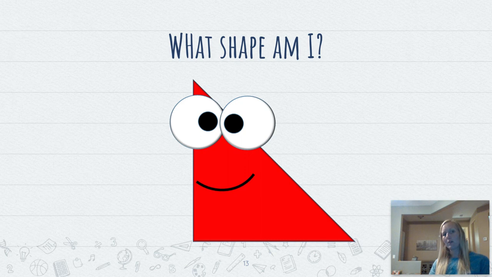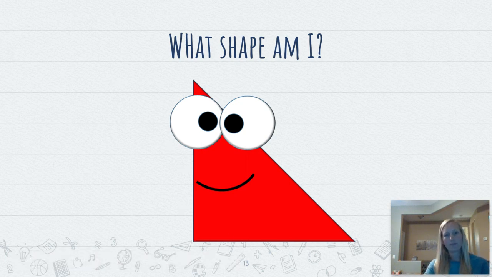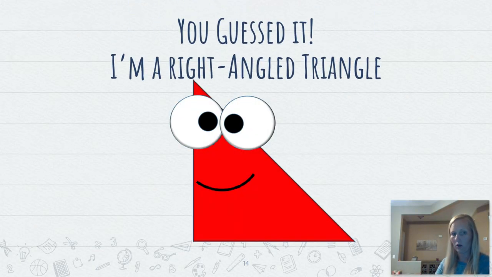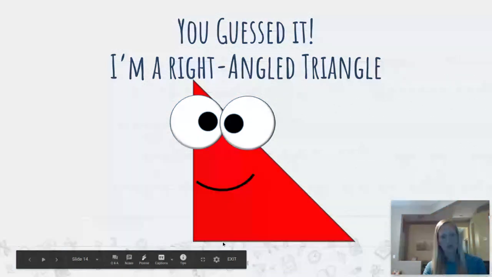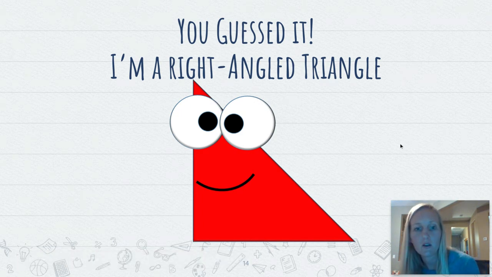Now, a lot of you know what shape it is, but what kind of triangle is it? Okay, think about what kind of triangle. You may have heard the name before. If you haven't heard, maybe you'll learn something new right here. This is a right angle triangle. Right here is called a right angle. 45-degree angle right there.